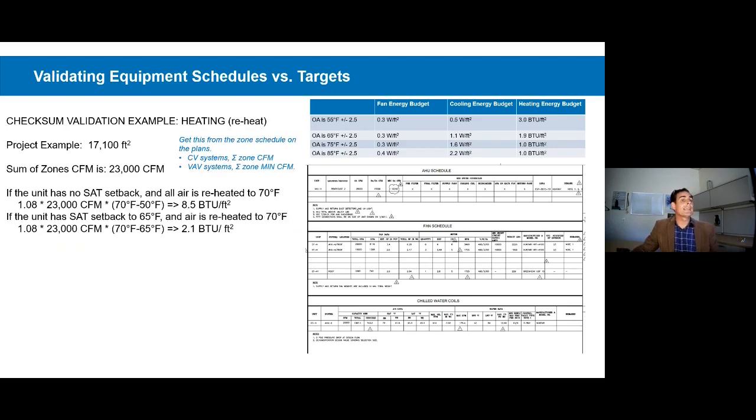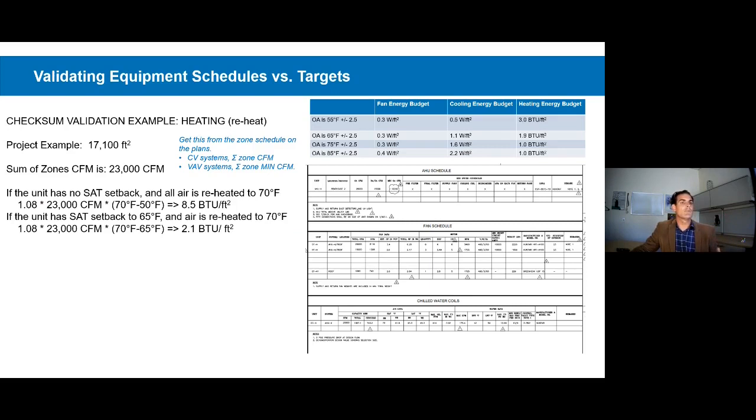Another example, let's look at heating. Same project, this is 17,000 square foot. And for heating, what we can do is sum up the zone minimum CFMs. We've come to call that number the sum of the minimums. If it's a constant volume system like this one is, the sum of the minimums is the sum of the zones. If it's a variable volume system, then the sum of the minimums is the sum of the minimums.